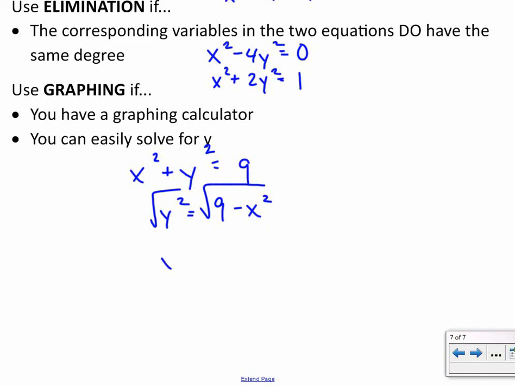Remember that when you graph this, you have to graph both plus and minus equations so that you get both parts of the graph. If you just graph the first one, the square root of 9 minus x squared, that's only going to give you half of the circle. So remember that when you take the square root of something, you need to account for both plus and minus solutions.